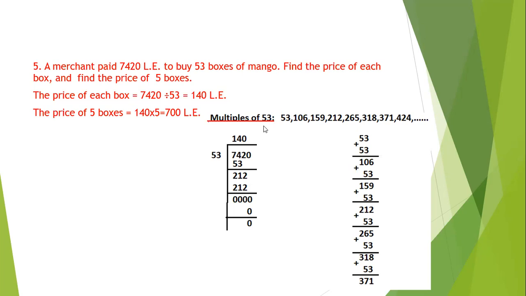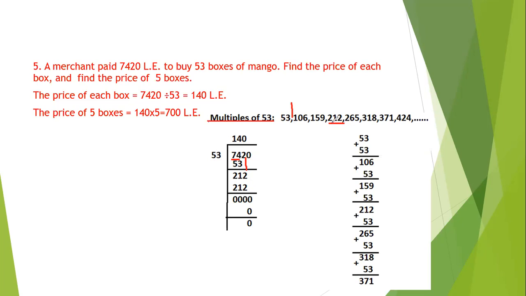Write the multiples as usual of 53. Then start to divide. 7 not divisible by 53. Regroup 74. 74, you can find it here. 1 times 53 equals 53. Subtract 21. Get down 2. Now you have 212 divided by 53. 212, you already have 212 in the multiples of 53.